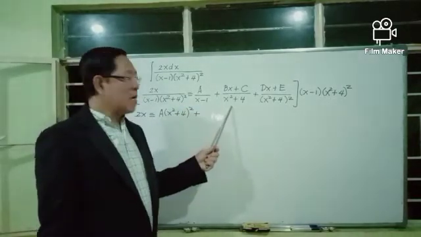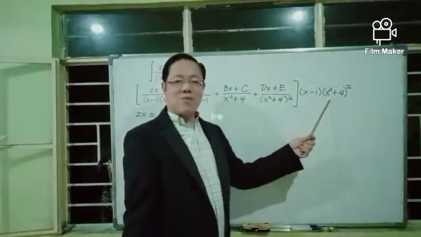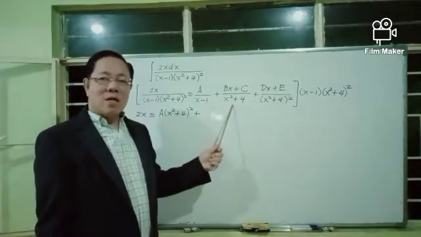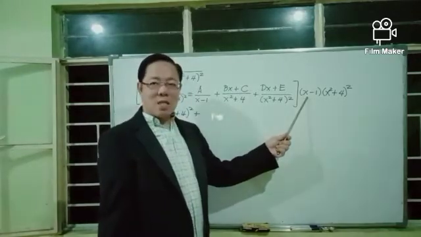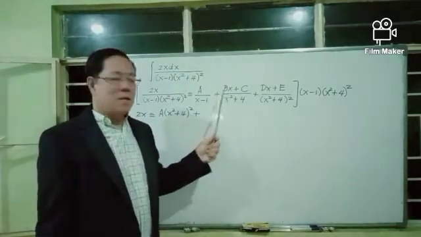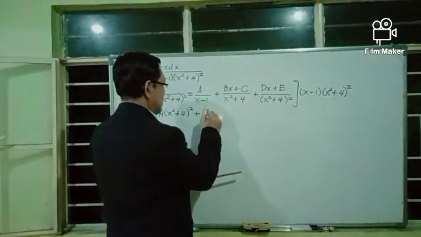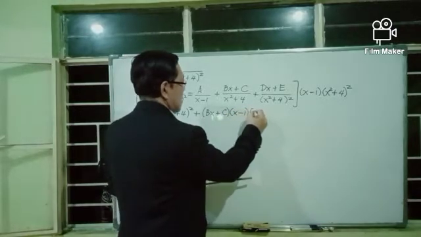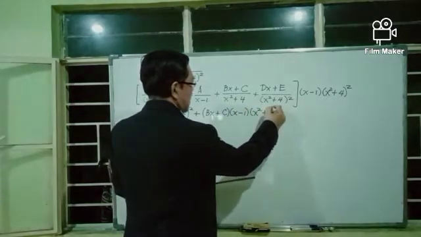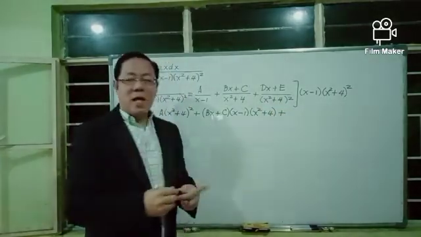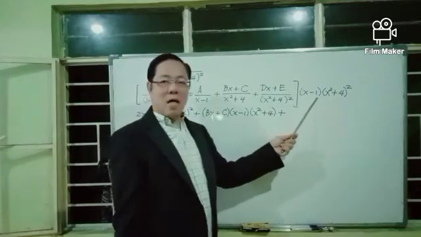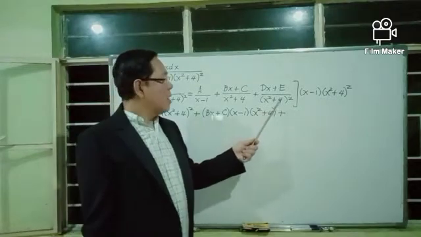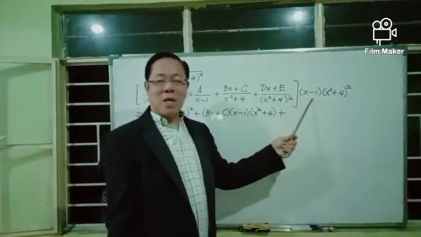The second term at the right hand side, we multiply by x minus 1 and x squared plus 4 to the power 2. x squared plus 4 to the power 2 divided by x squared plus 4 is x squared plus 4, multiplied by quantity x minus 1, multiplied by Bx plus C. And the last term, we multiply by this LCD; x squared plus 4 raised to 2 over x squared plus 4 raised to 2 is 1. And we are left with Dx plus E multiplied by x minus 1.